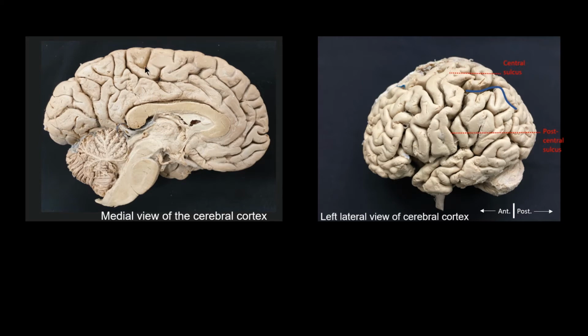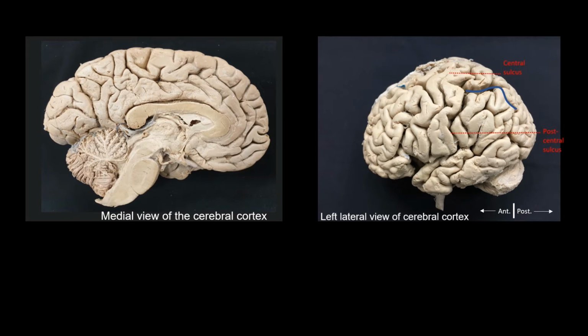The central sulcus is then clasped over here by the paracentral lobule, which is a gyrus that limits the central sulcus on the medial surface of the cerebral hemisphere. Now, on the lateral side, we can see another sulcus which is running parallel to the central sulcus at the back. This is the post-central sulcus. The area in between the central sulcus and the post-central sulcus is the post-central gyrus.